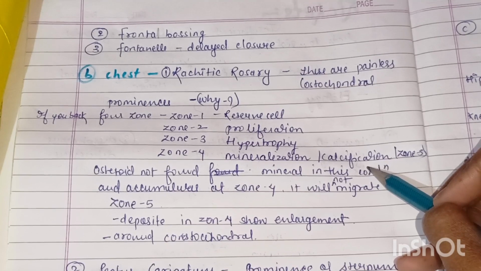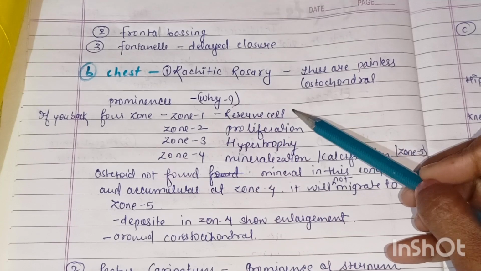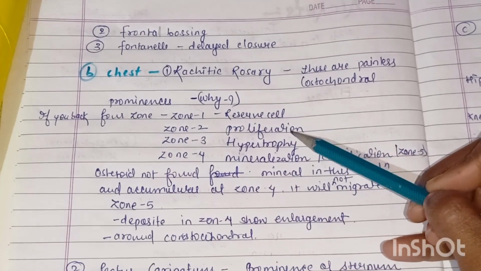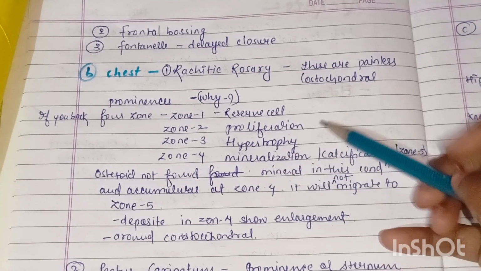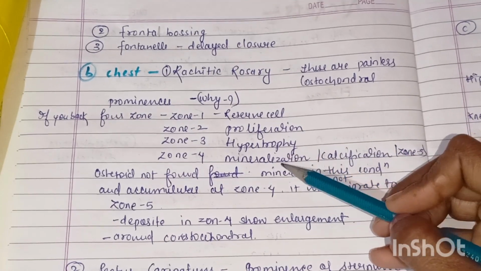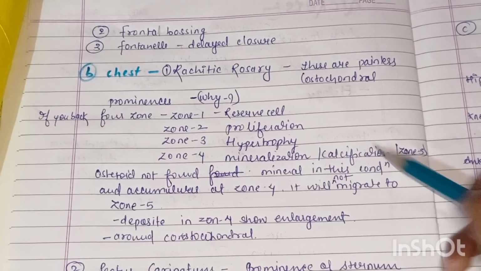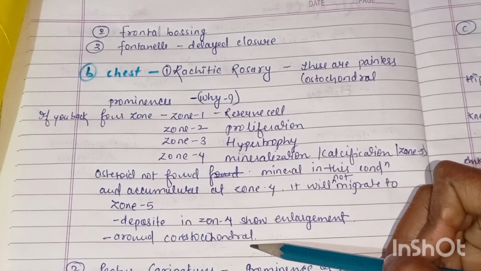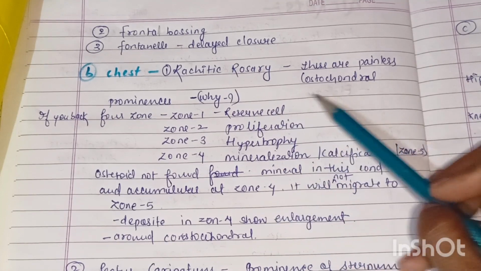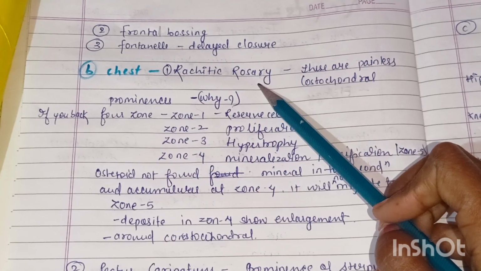If mineralization does not take place, the osteoid matrix will enlarge and accumulate at zone 4 and not reach the fifth zone. So deposition in zone 4 shows enlargement around the costochondral junction. So it is a very important sign, the rachitic rosary. Another term is the scorbutic rosary, which is seen in scurvy.